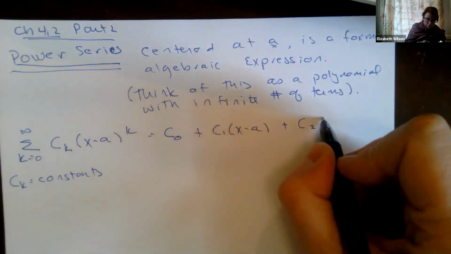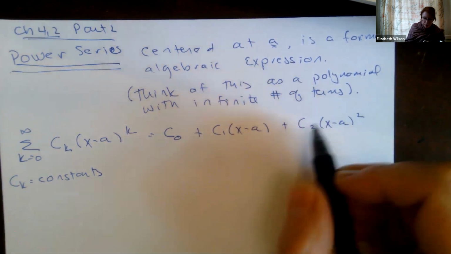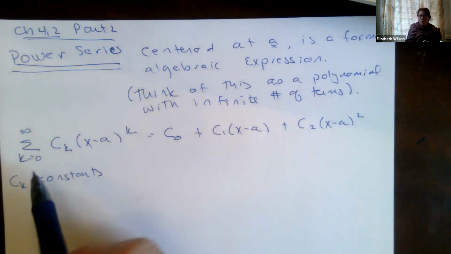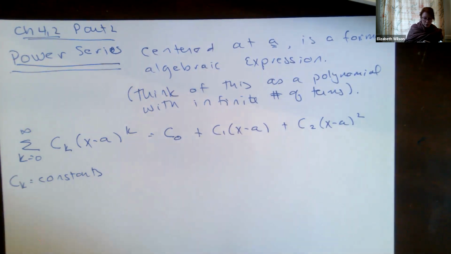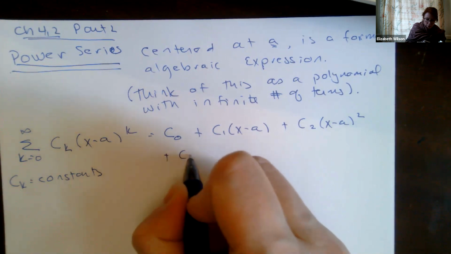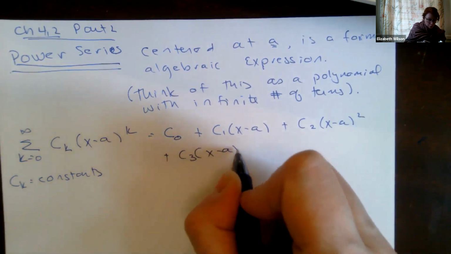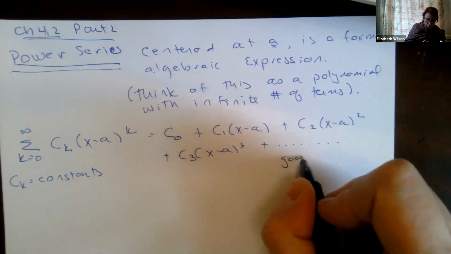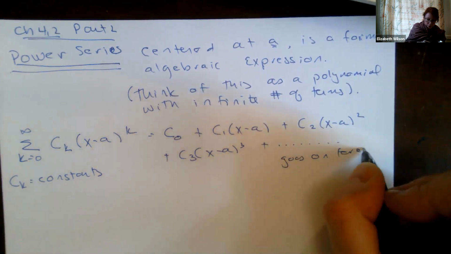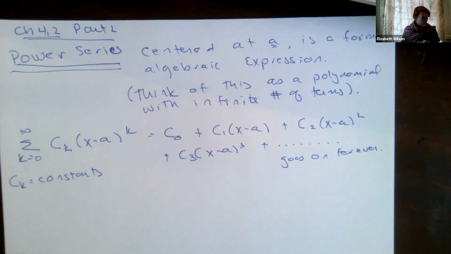So I've got c sub 2, x minus a squared. Now notice I'm not dividing by factorial because that's all incorporated in my constant, right? The formula for our constants we're going to talk about in just a minute. C sub 3, x minus a cubed plus, and so on and so forth, right? Look, it goes on forever, right? We're not going to sit here all day and write it all out because we can't.